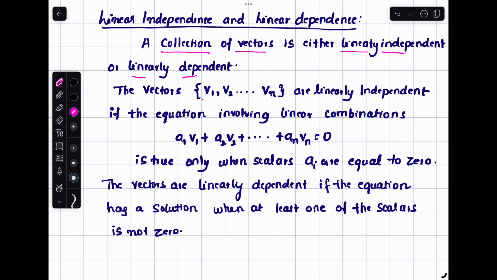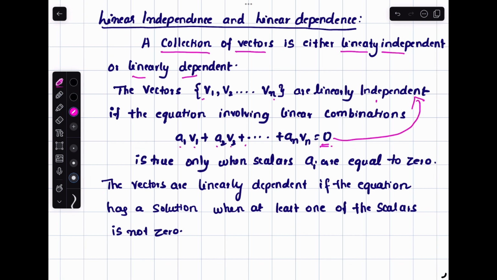Suppose you have a set of vectors v1, v2, and so on up to vn, and they are linearly independent. If the equation involving the linear combination a1 v1 plus a2 v2 and so on up to an vn, whenever you perform this operation, the answer is equal to 0, then I can say that it is linearly independent.